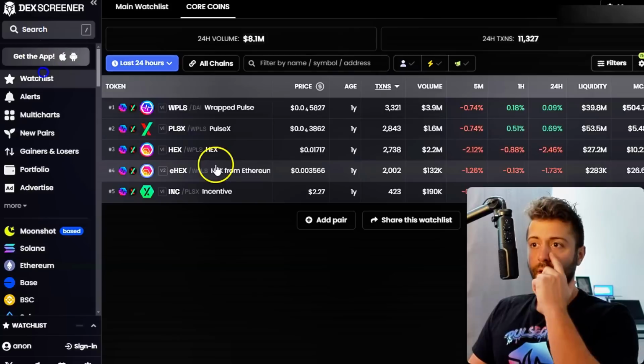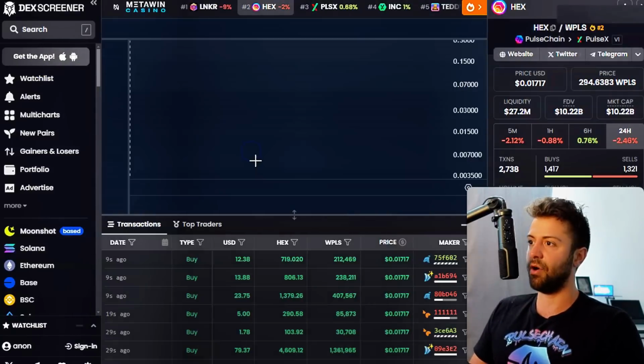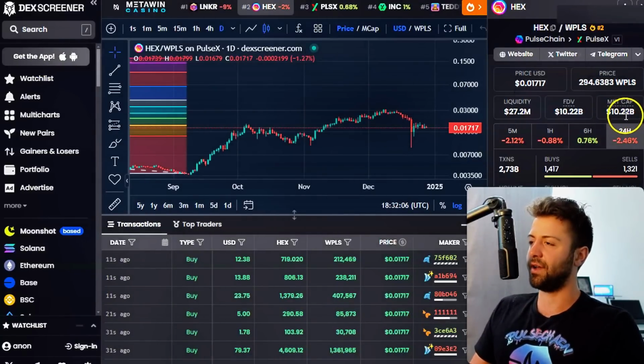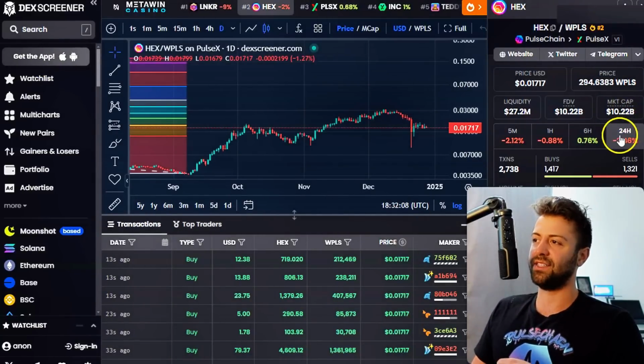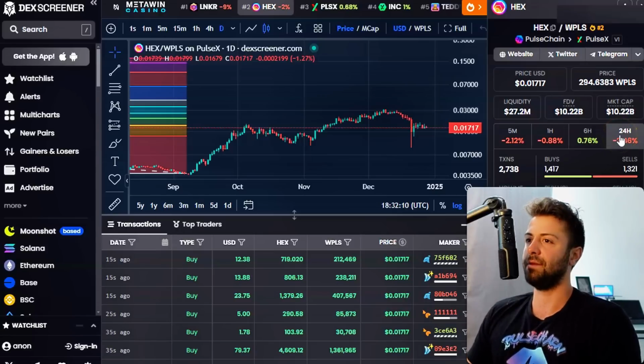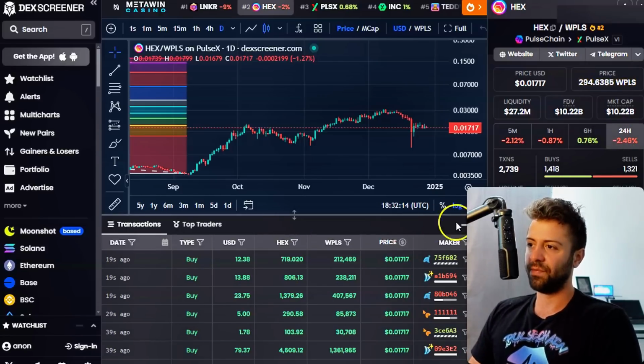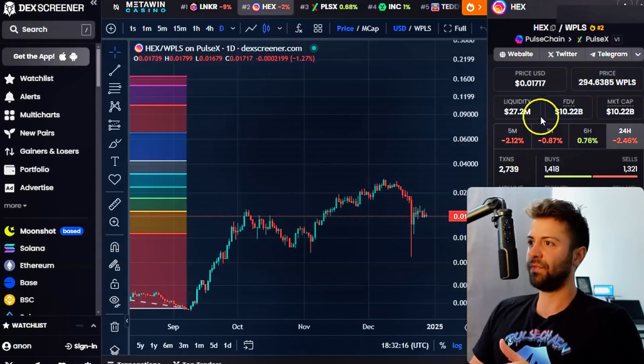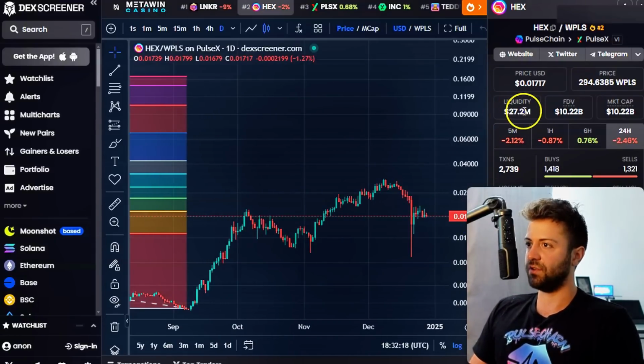I mean, look at HEX. Look at HEX right here. HEX has an absurdly high market cap, $10 billion. And people might look at that and say, oh, well, how can that possibly pump? The market cap is so high. Well, yeah. 99% of the coins are not on the liquidity pools. 99% of the coins are not for sale. There's only $27 million of the coin for sale.